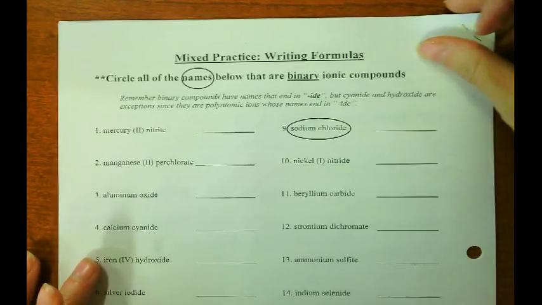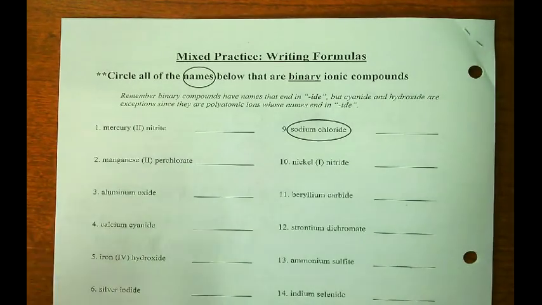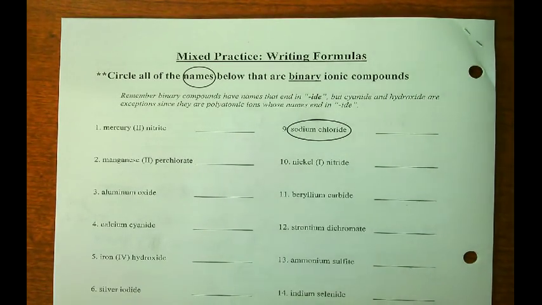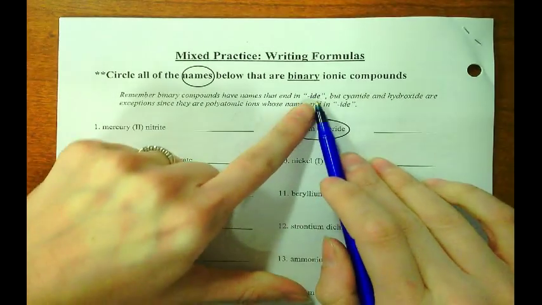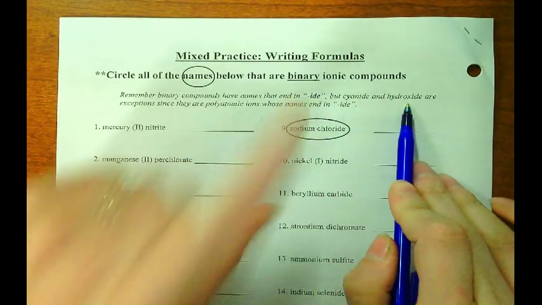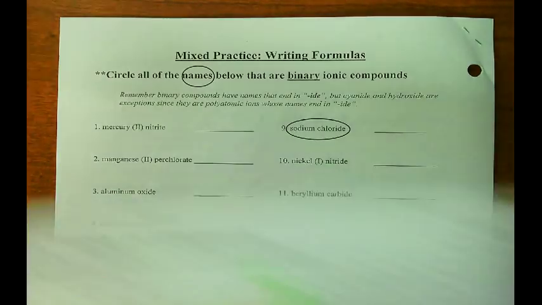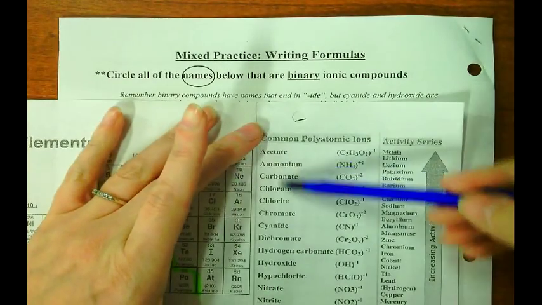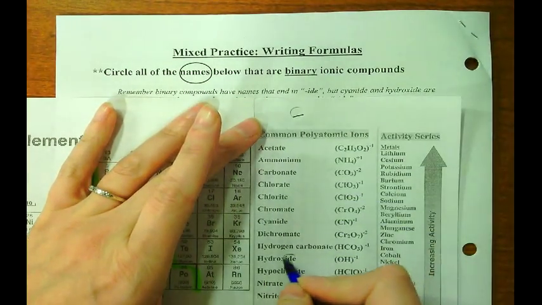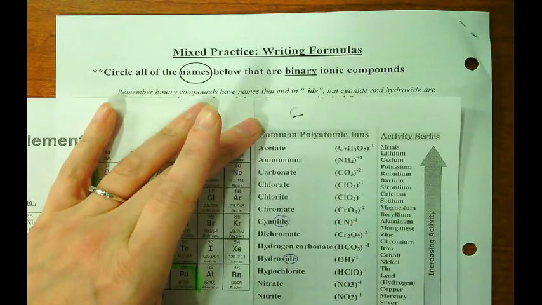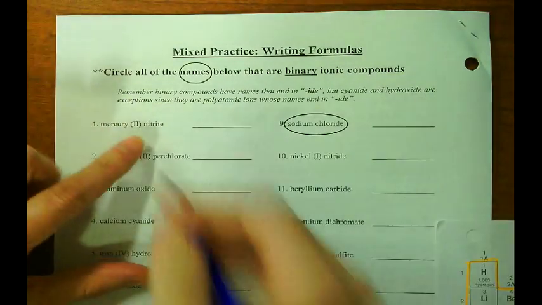Page 12, again, it's mixed practice, but now you're writing formulas, and they want you to circle all of the names below that are binary ionic compounds. Binary ionic compounds always end in "ide", but cyanide and hydroxide are exceptions. So cyanide and hydroxide are the only ones on this polyatomic list that also end in "ide". So that's how I'm going to check.